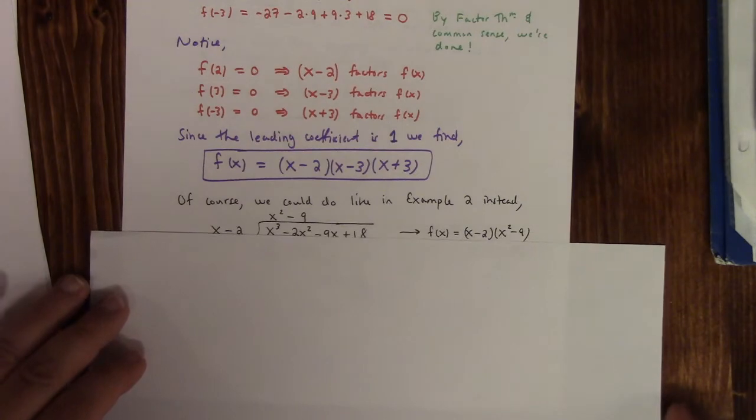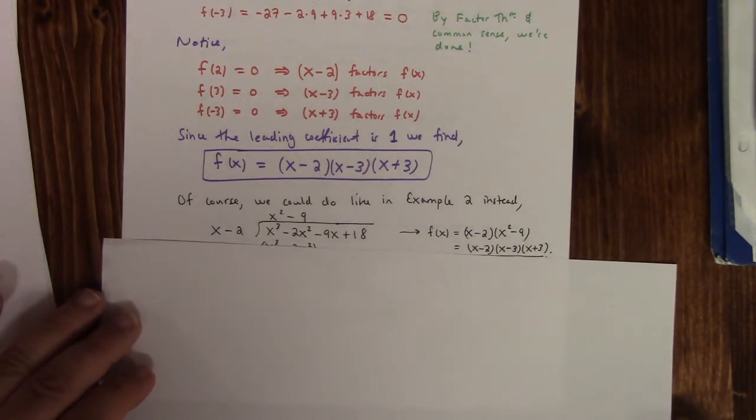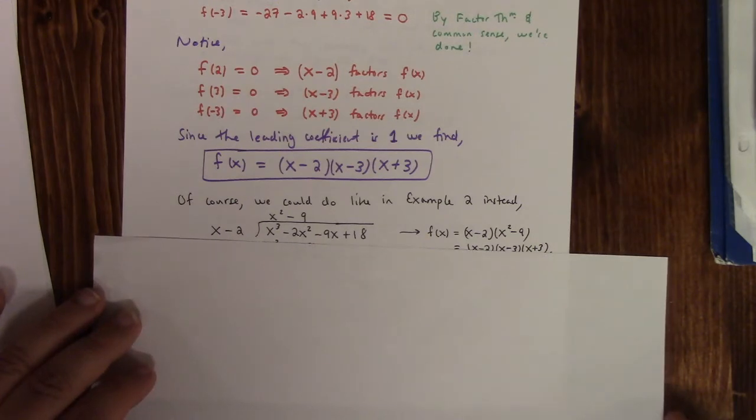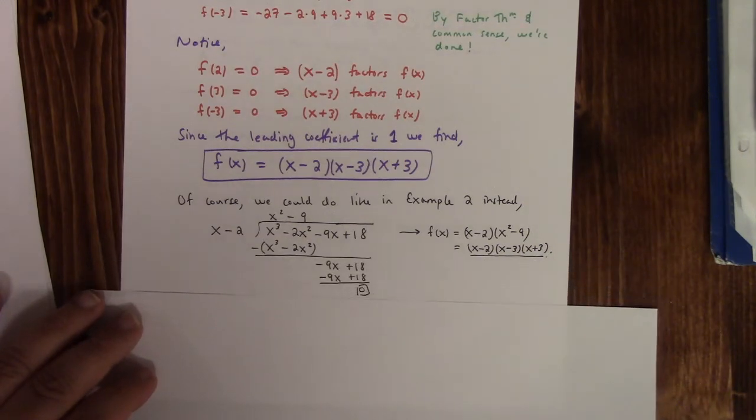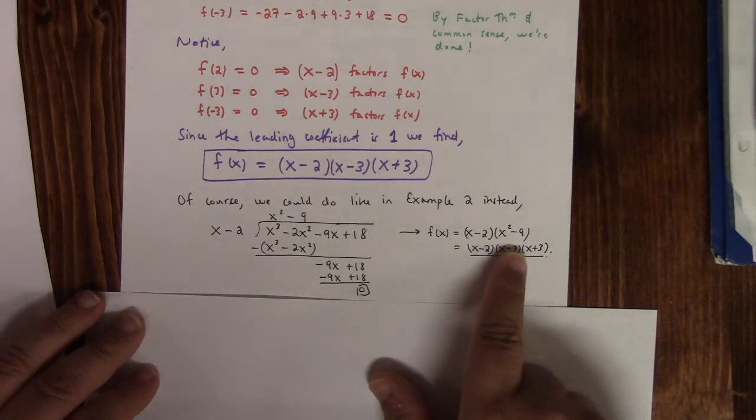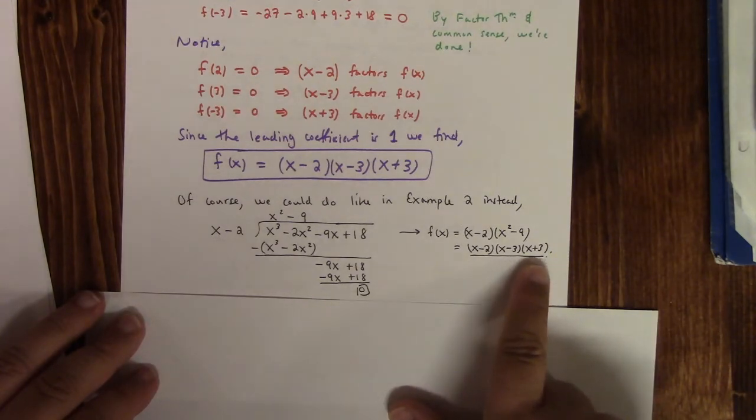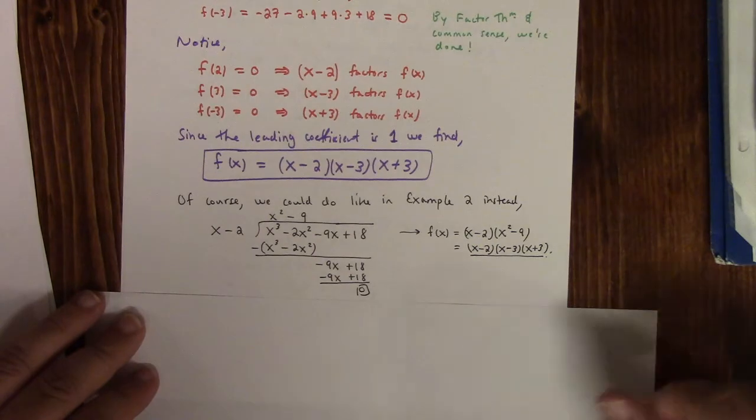Of course, we could do like in example 2, and instead divide x minus 2 into the polynomial. And when we did, we get x squared minus 9 as its cofactor. And so we have f of x is x minus 2 times x squared minus 9, which of course factors as a difference of squares: x minus 2 times x minus 3 times x plus 3. And there, we got it again.